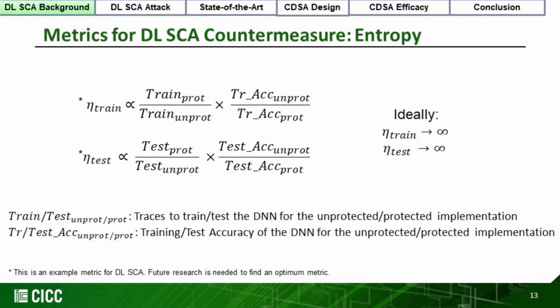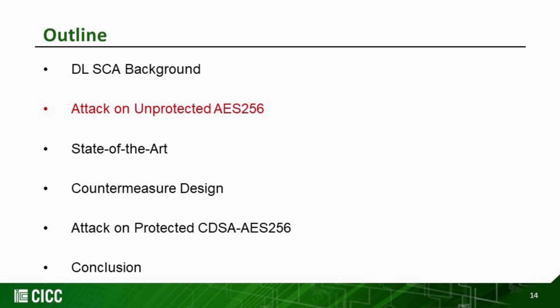Similarly, the measure of entropy for testing is the ratio of the number of traces required to test the DNN for the protected and unprotected implementations respectively, multiplied by the ratio of the test accuracies achieved. Let us now look into the attack on our unprotected AES 256 implementation.